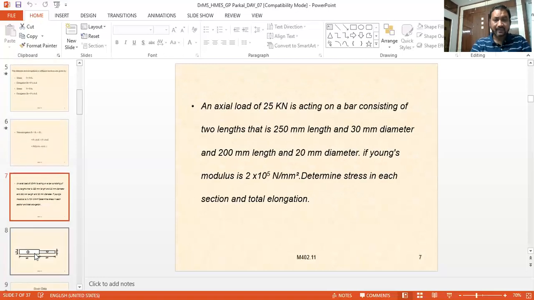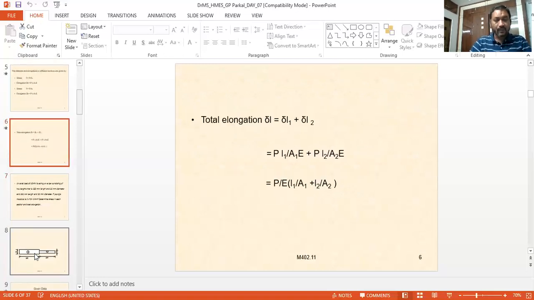In some cases, if the bar is made up of two or more sections, then the elongation can be found by P by E into L1 by A1 plus L2 by A2 plus L3 by A3 and so on.